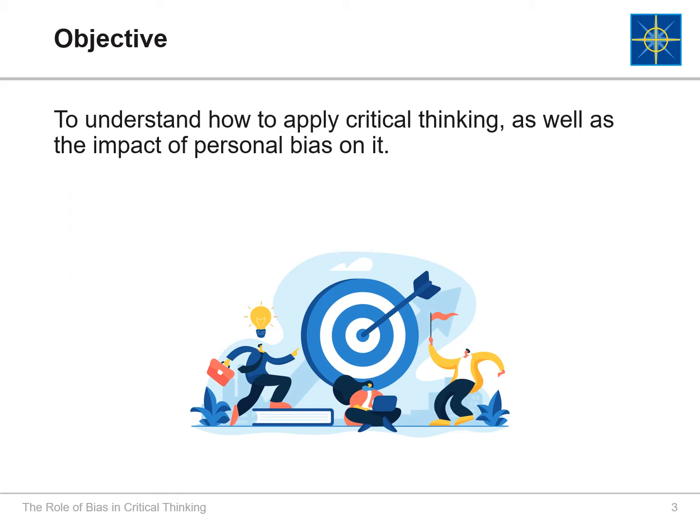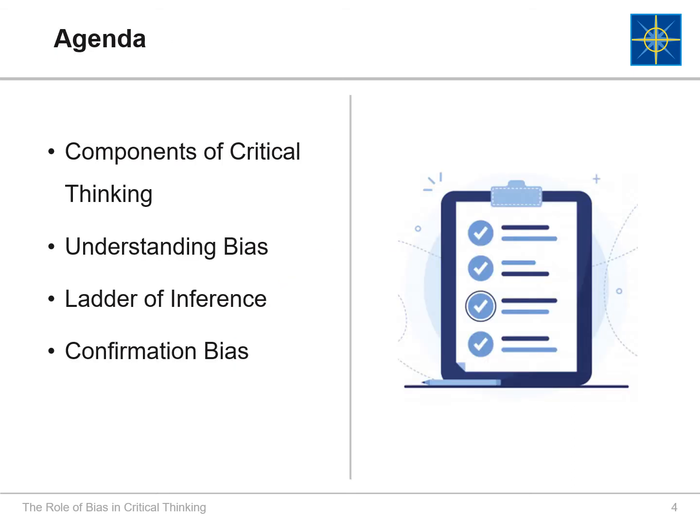The objective of this video is to understand how to apply the skills that make up critical thinking and to recognize the impact of bias on critical thinking. In this video, we will discuss: 1. The components of critical thinking. 2. Understanding bias. 3. The ladder of inference. And 4. Confirmation bias.